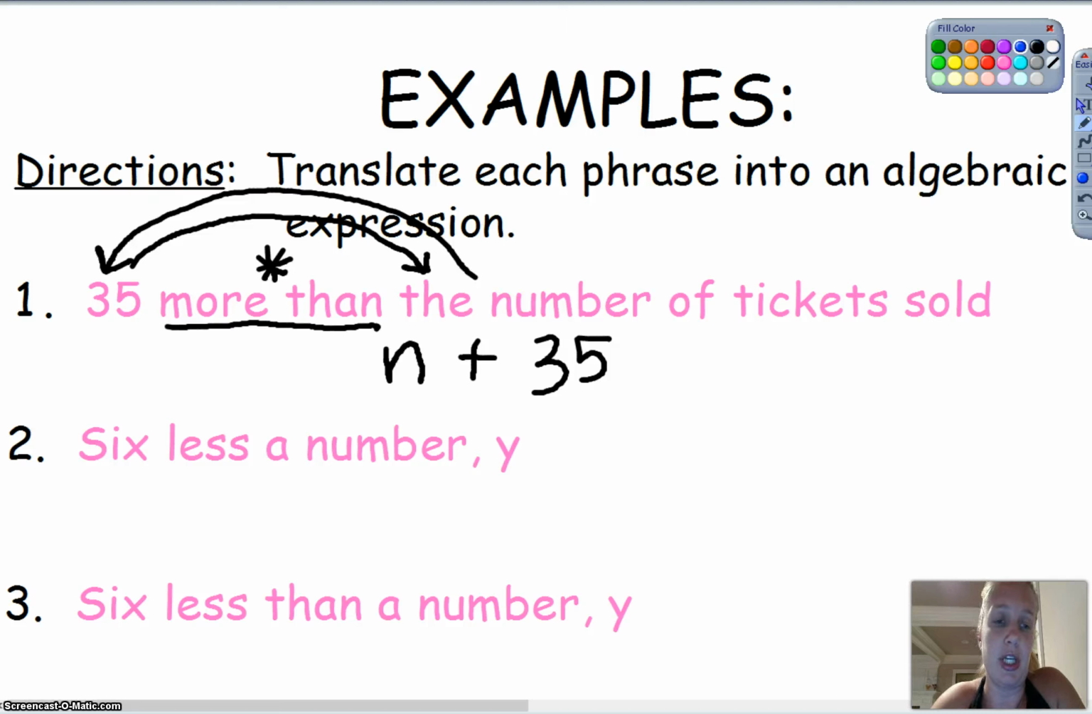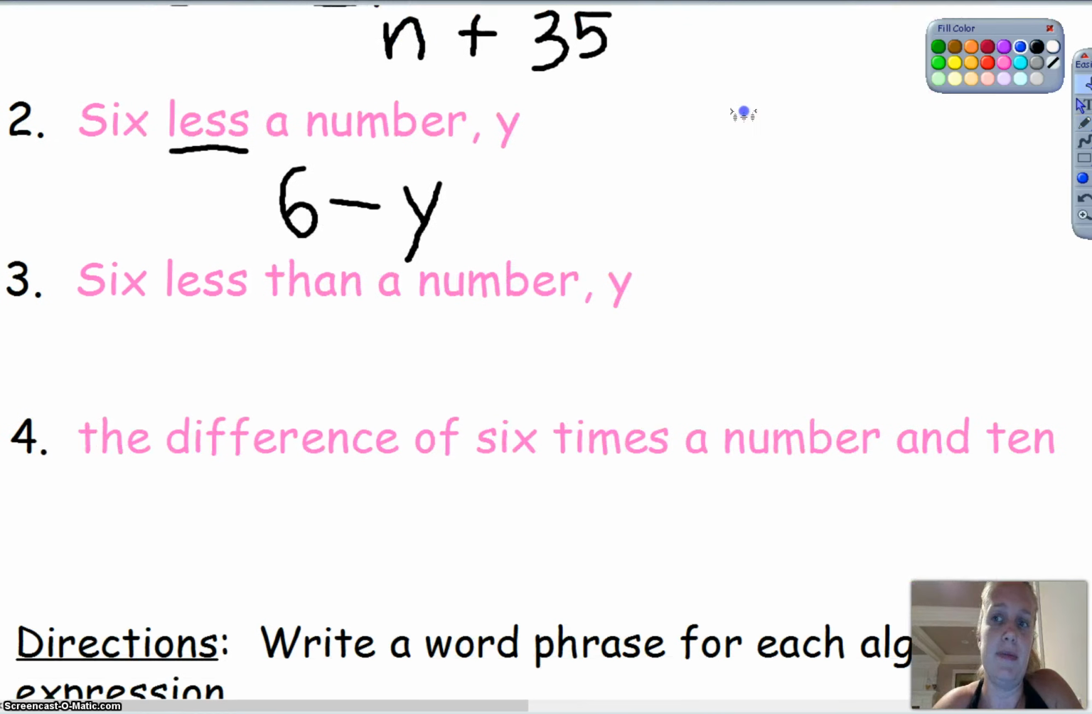So let's look at number 2. 6 less. Less to me means subtraction. Now notice it doesn't say less than, it says less. So I know it means subtraction. 6 subtract, that's where the minus sign is, a number y, and they tell us they want us to use the variable y. So 6 minus y. Okay, let's try a couple more.